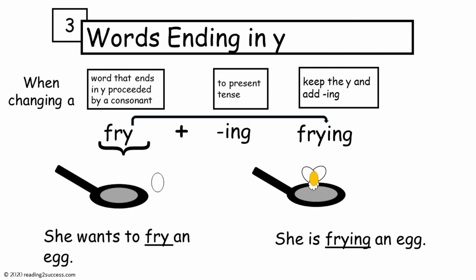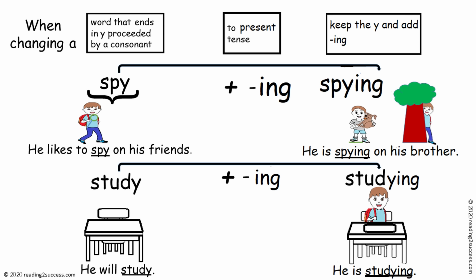So let's look at our examples. She wants to fry an egg, and she is frying an egg. Now practice 2 more examples with kids and remind them that when changing a word that ends in y preceded by a consonant to present tense, we keep the y and add ing. So our first word is spy.